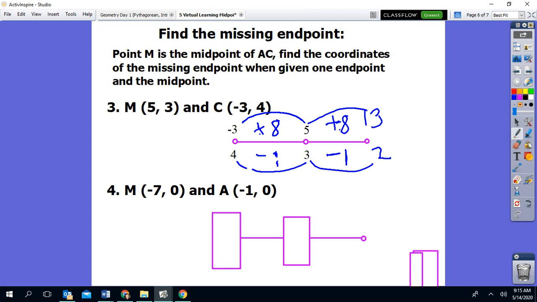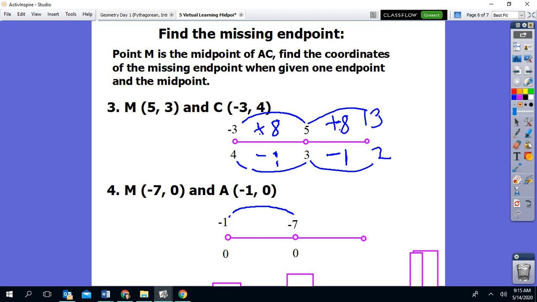All right, the last example, I put the M in the middle again. So my M is -7, 0. Remember, I put the X on top, the Y on the bottom, and whatever point they give me, I'm going to put that on the left. So I've got a -1, 0. If I go from -1 down to -7, I went down 6, -6. So I need to go down 6 again. So -7 minus 6 would take me all the way to -13.